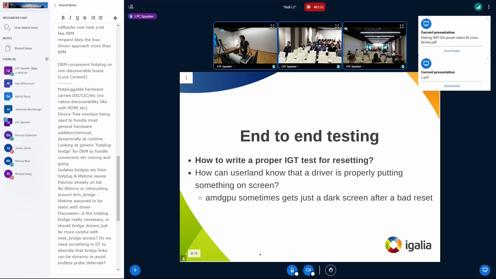I see. I'm afraid that the driver will lie to me and say it survived, but the screen is just a black screen. Yeah, so there's no way to poke the HDMI buffer and check if things are getting there.